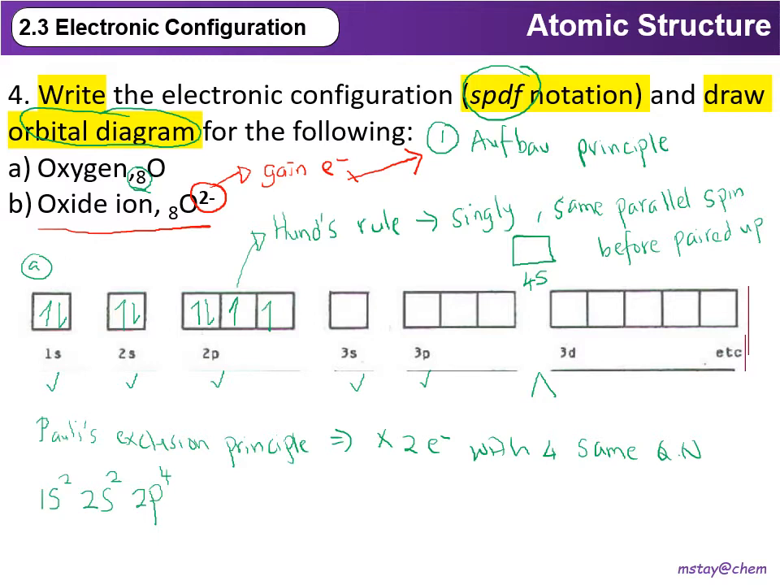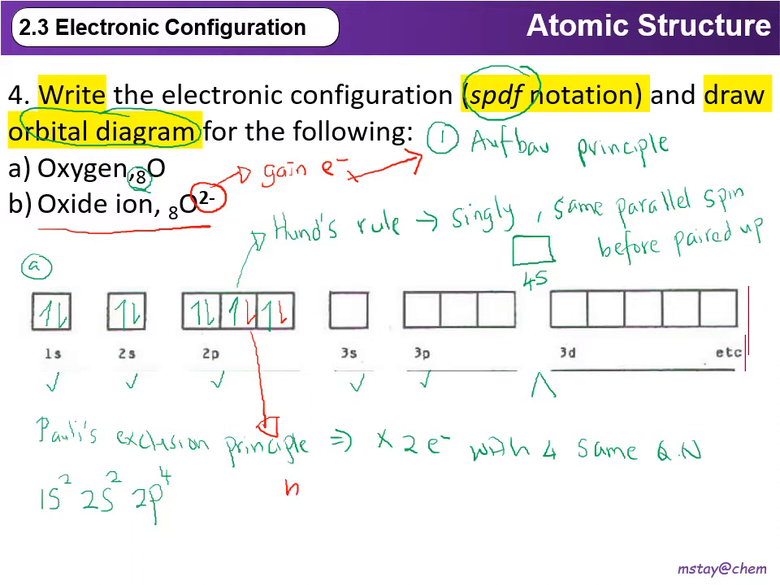So I have to fill up in the 2p orbital, and then another electron will also fill up into the 2p orbital. So for this case, we are going to follow the Pauli exclusion principle.